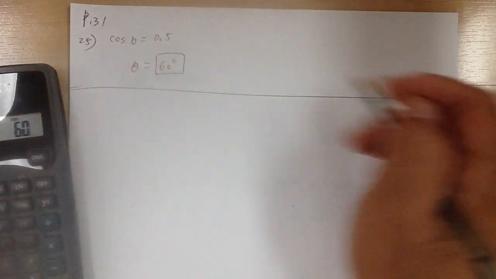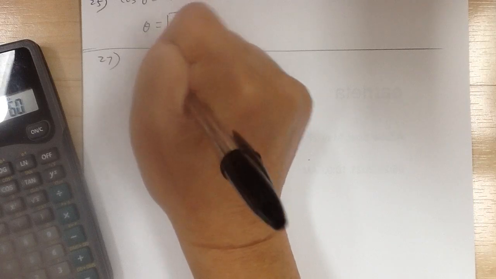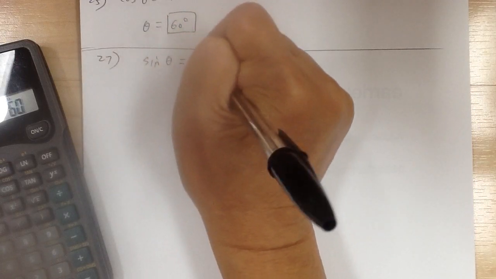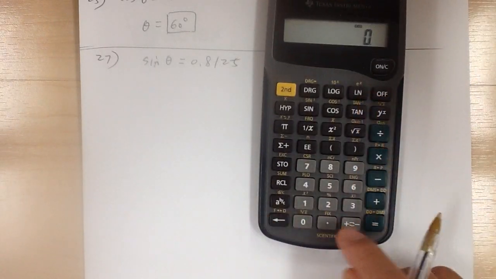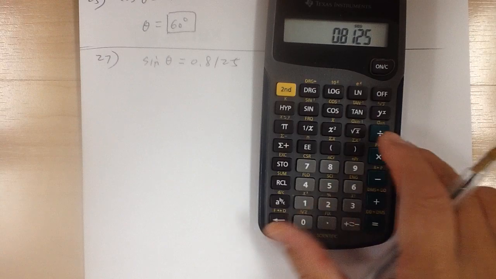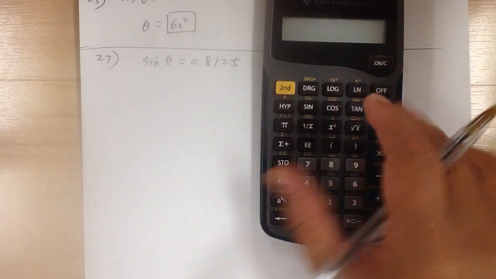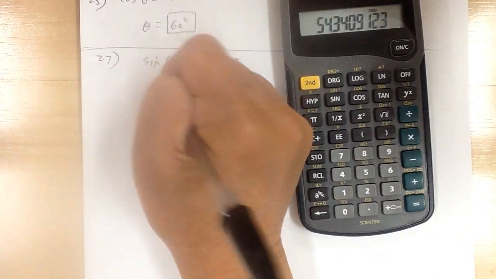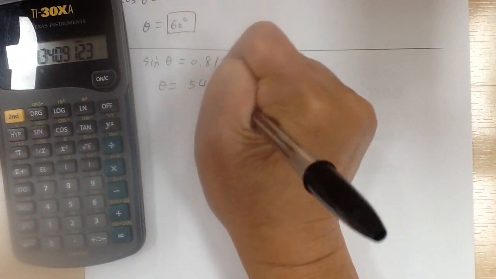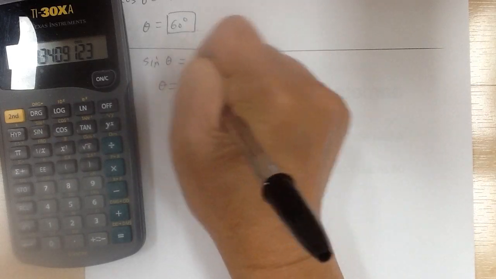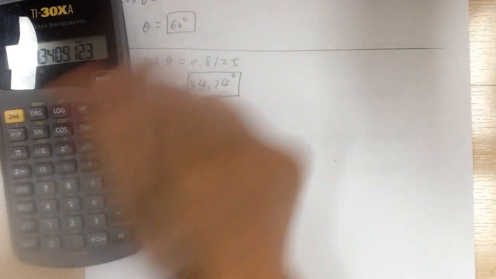Okay, and let's go to the next one, number 27. Sine theta equal to 0.8125, to 2 decimal places. So 0.8125, second sine, and so theta equals, to 2 decimal places, 54.34 degrees.